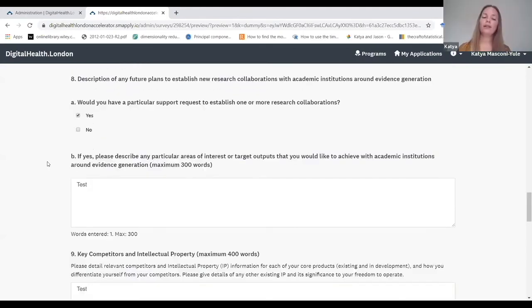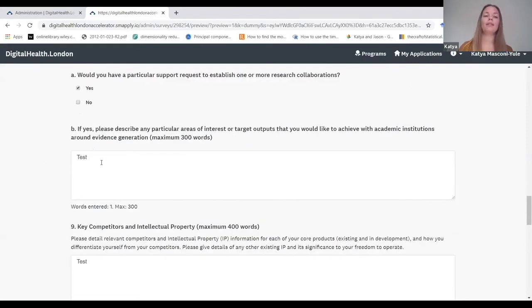Question 8 allows you to detail any potential research collaborations to develop evidence that you might be interested in. It would be good for us to understand if you have any particular requests that you would like for support if you were successful in applying for the program in regards to establishing one or more research collaborations. If yes, it will be really useful for us to understand the types of areas of interest that you would like to focus on, whether that be health economics, clinical trials, literature reviews, and then the type of target outputs that you would feel would be valuable for your company.